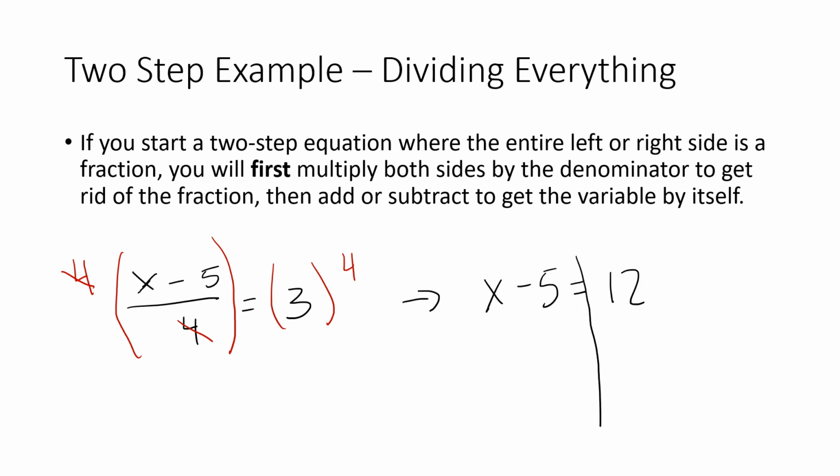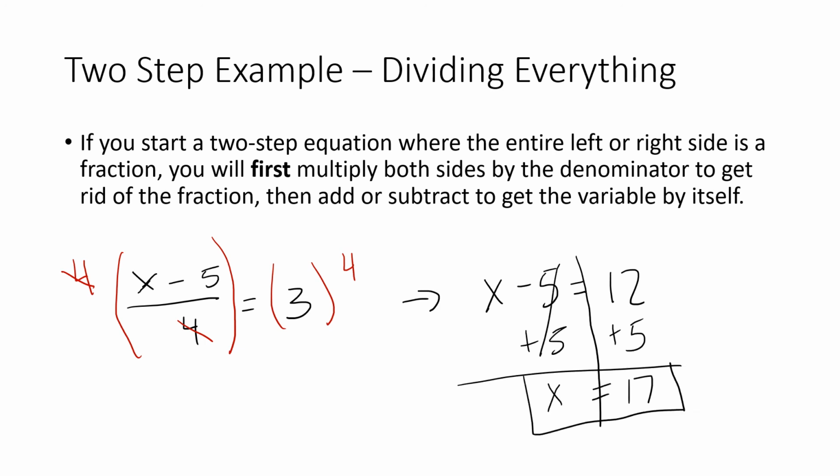Now it's a simple one-step equation. How do I get rid of the negative 5? Opposite of subtraction is addition. X equals 17. So if our problem starts with a fraction for the whole left or right side, then I will use multiplication first.